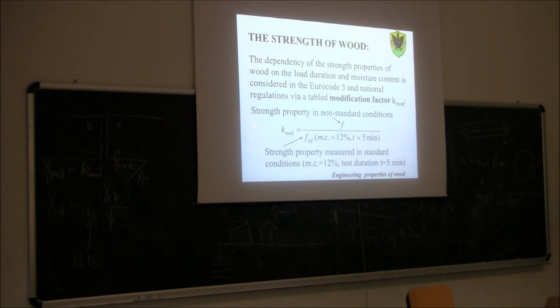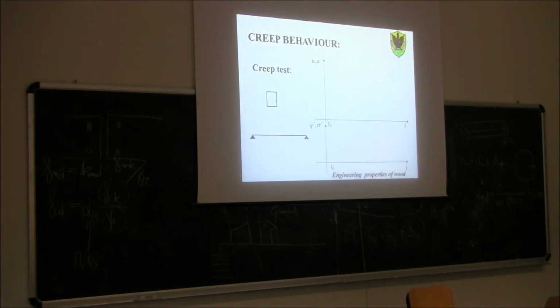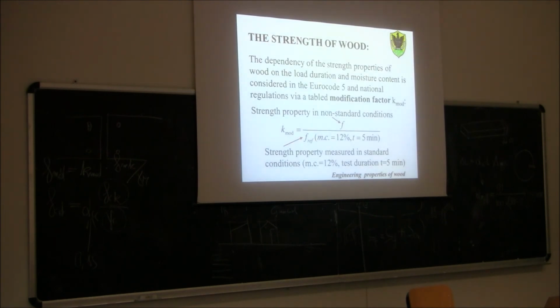If you want, K mod is the ratio between the strength property in non-standard conditions and the strength property measured in standard condition, which means at a moisture content of 12% and for a test duration of more or less 5 minutes. Okay? Clear? So we will replace alpha CC with K mod.